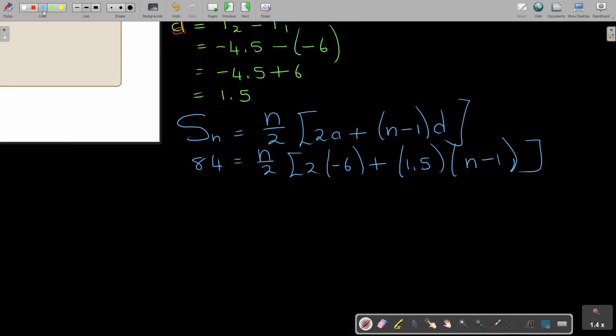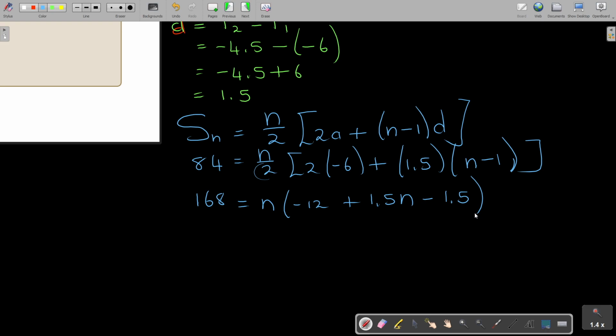Now, when it's an AP and it's sum, just to get rid of this fraction, I always multiply it on the other side, because actually that whole thing is over 2. So if I multiply 84 on the other side, I get 168. And it's going to be N. Okay, so there's the N. Then it's negative 12 plus 1.5 N minus 1.5.